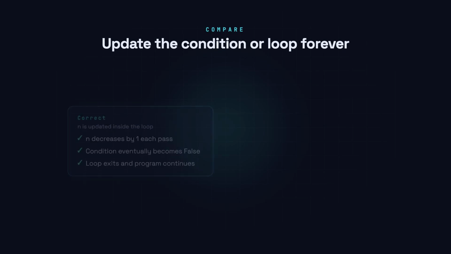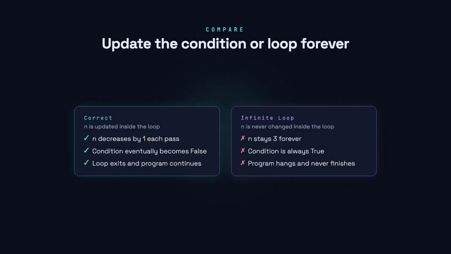The most common beginner mistake is forgetting to update the variable the condition depends on. If n never changes, the condition stays true forever, and your program gets stuck in an infinite loop.